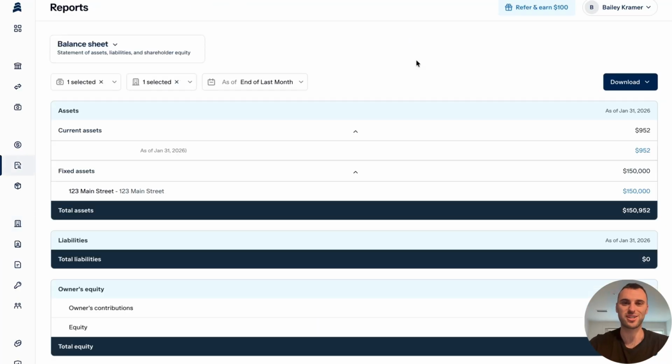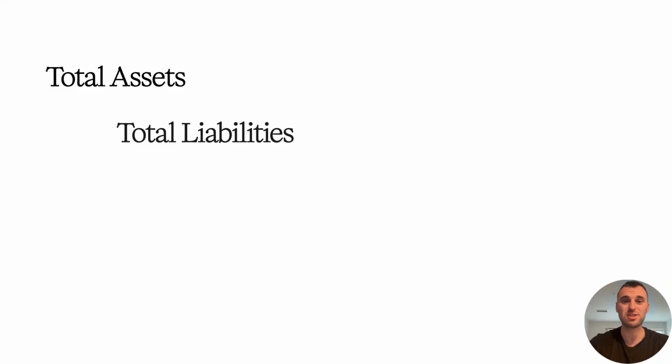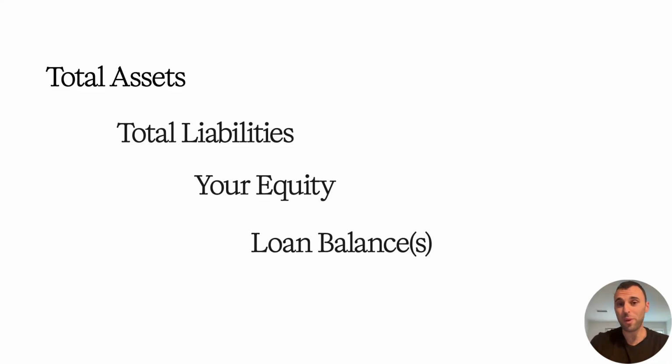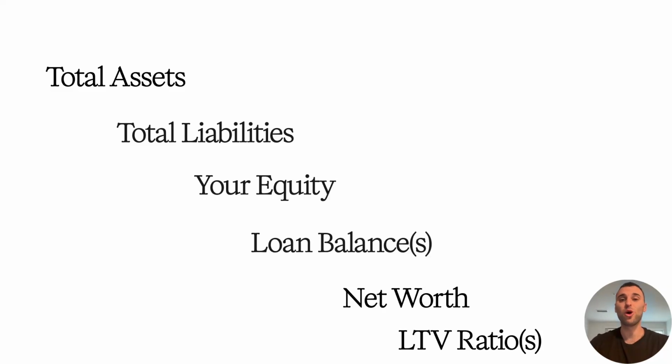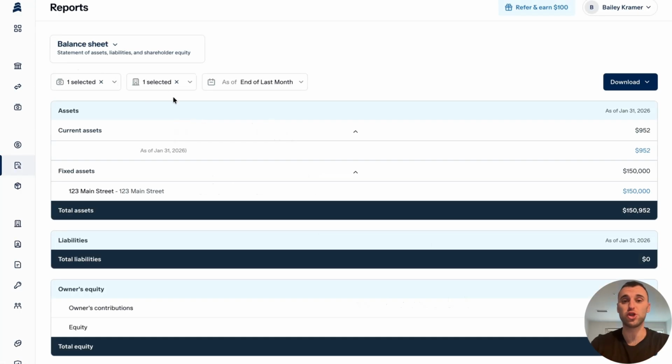And of course, this is just an example property, but you'll be able to see your total assets, your total liabilities, your equity in the property, your loan balance, your net worth, and your loan to value ratios. And you can basically choose if you want to see this view for just one property, multiple properties, or even all your properties. And having a clear picture on all this information, and especially your loan to value ratio, can give you heads up on when it's a good time to refinance, which I'm actually doing right now with one of my properties. So instead of just guessing on the equity that you have in your properties, you can actually use this feature to see it firsthand.